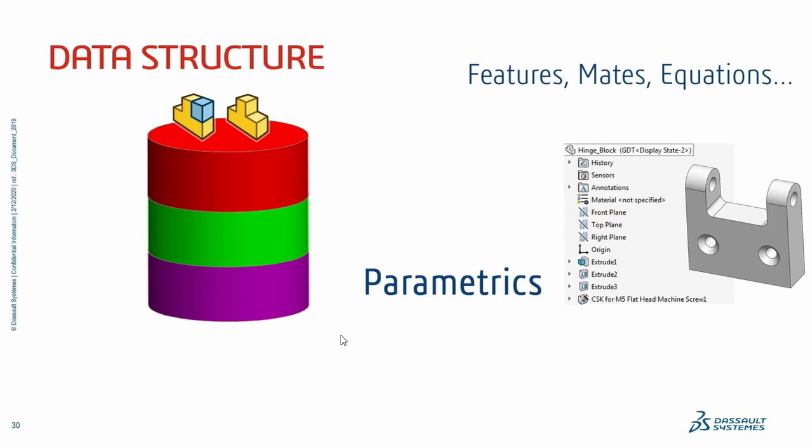Parametrics is where you create features, mates, equations, every term where we put some value inside the commands. That data has to be processed, calculated and analyzed to give you accurate data. So you have to understand these three important pillars of the data structure in CAD software: first is the geometry, second is the graphics, and third is the parametrics.